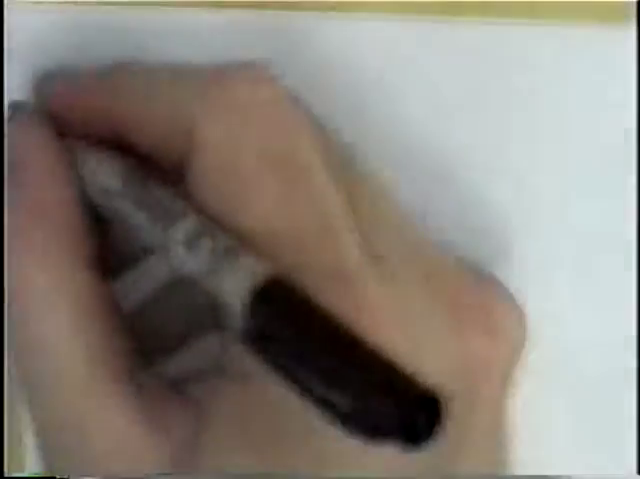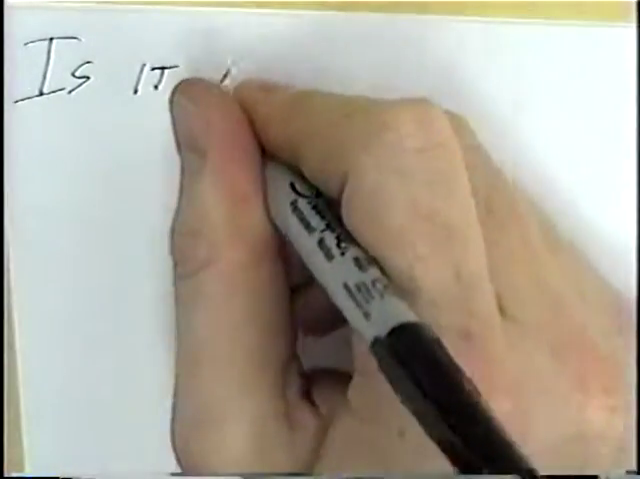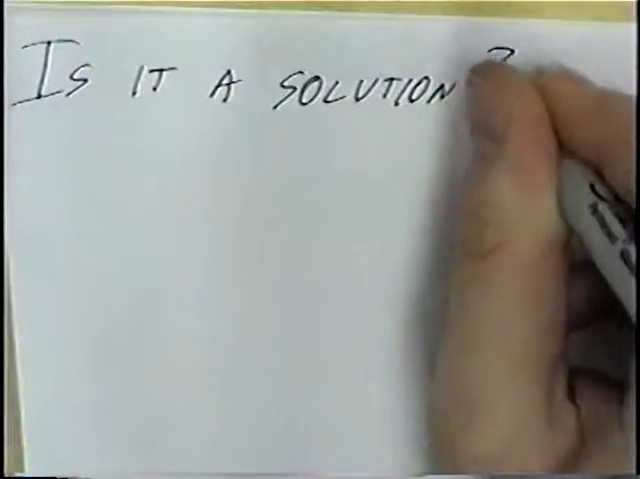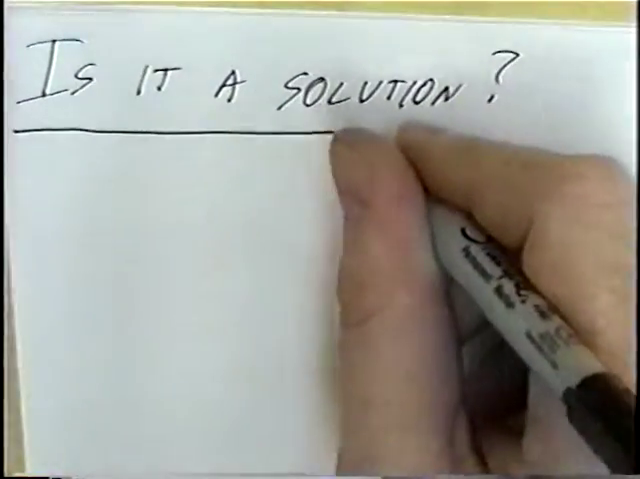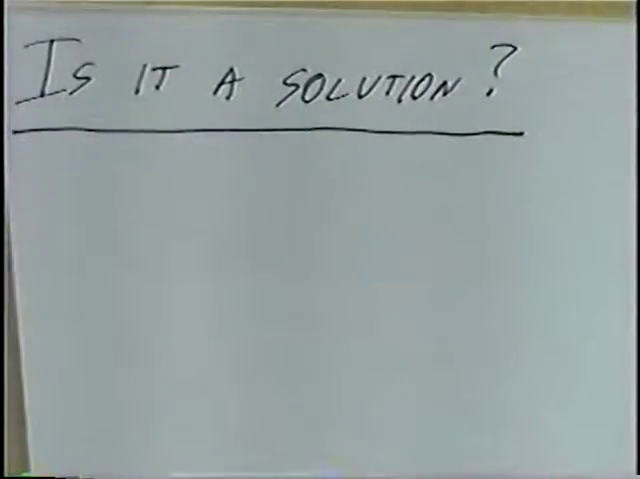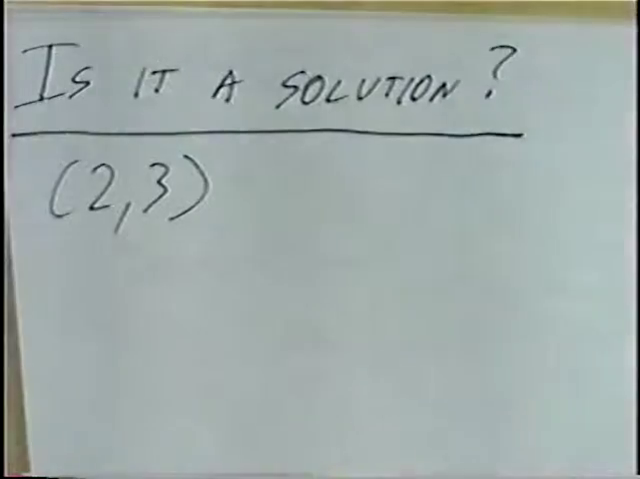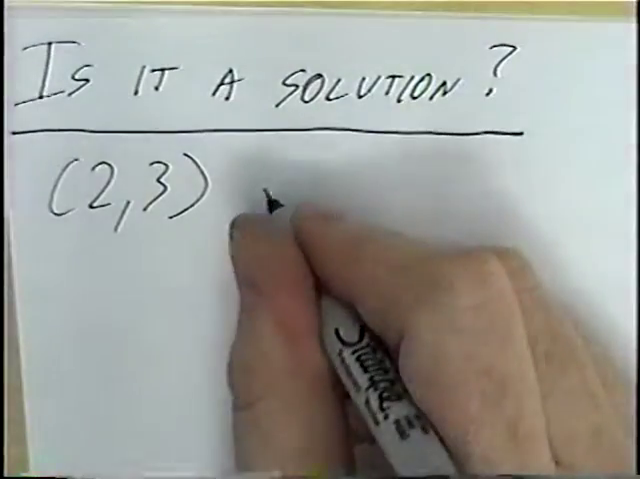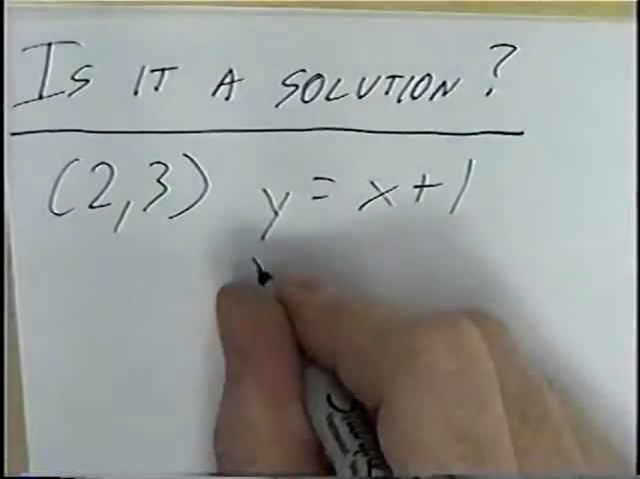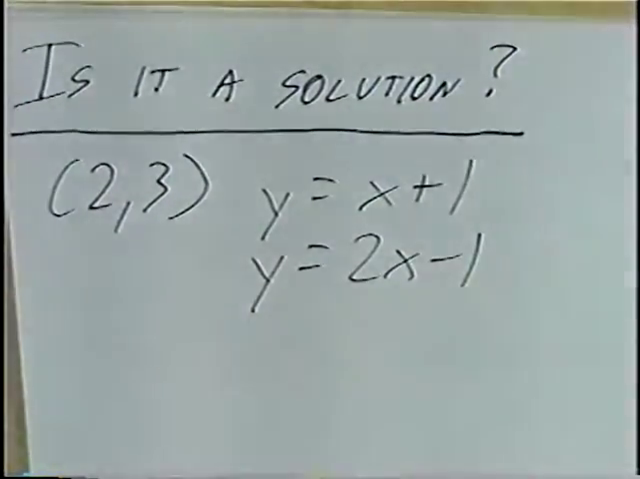The title of the first section today is "Is It a Solution?" In this section, we'll take a point and see if it's a solution for both equations. First point is (2, 3), and the two equations, y equals x plus 1, and the second equation, y equals 2x minus 1.